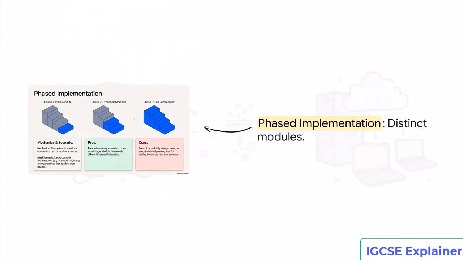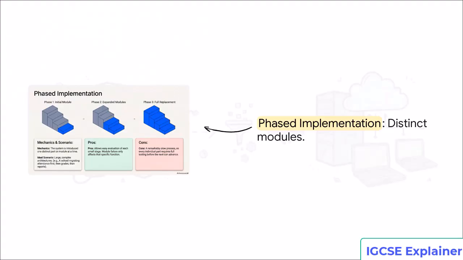Finally, we have phased implementation. This is where the system is introduced one distinct part or module at a time. It's kind of like building a staircase. The major pro is that it allows for really easy, granular evaluation of each small stage. If a module fails, it only affects that specific function, not the whole entire company.